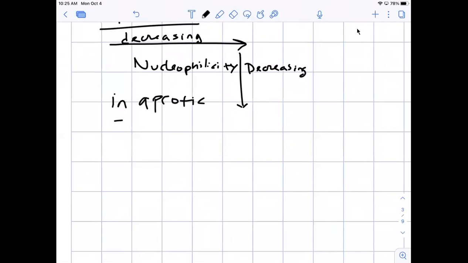I have a question. Mm-hmm. Go ahead. Can you repeat the reason why it decreases going across and going down?